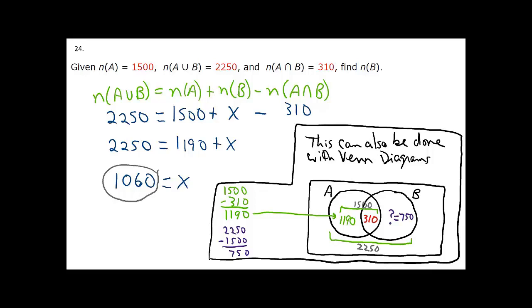And now the question was, if you go back up to the original question, the question was how many elements are in B? Well, B has the 310 that overlap with A, and then the extra 750 that don't overlap with A. And if you add those two together, you get 1060, which is the same answer you got using the inclusion-exclusion principle. Now you tell me which way is easier. Obviously, the inclusion-exclusion principle is somewhat easier, but you always have the fallback of the Venn diagram if you need it.